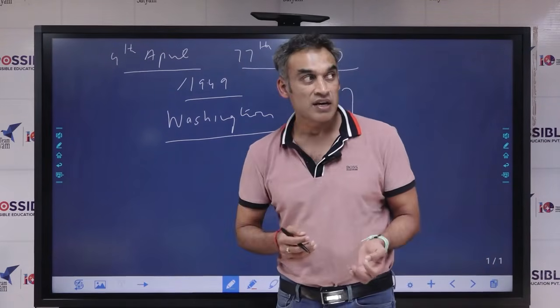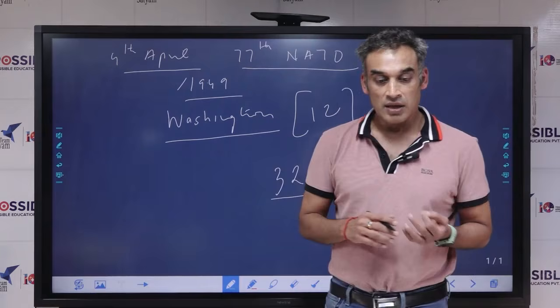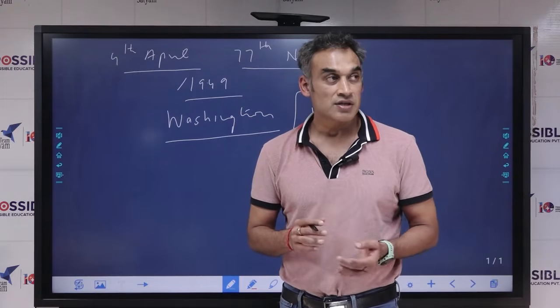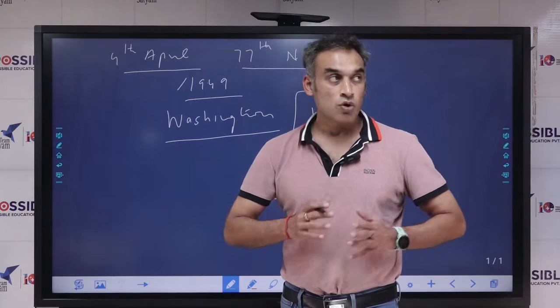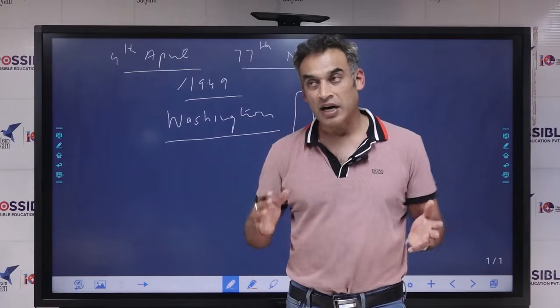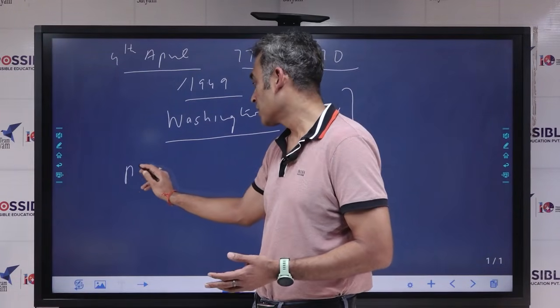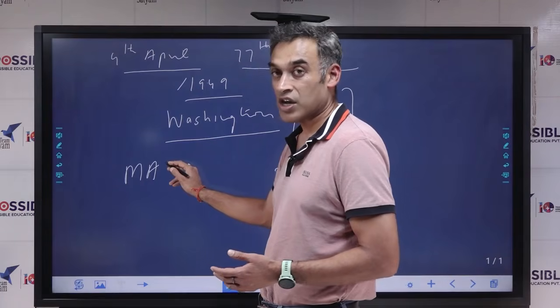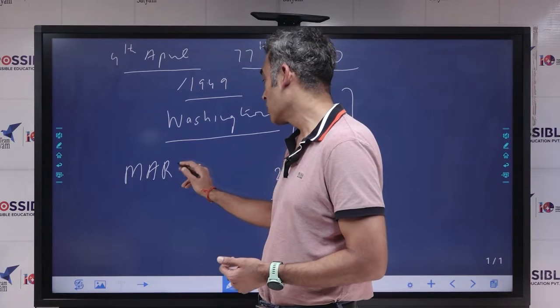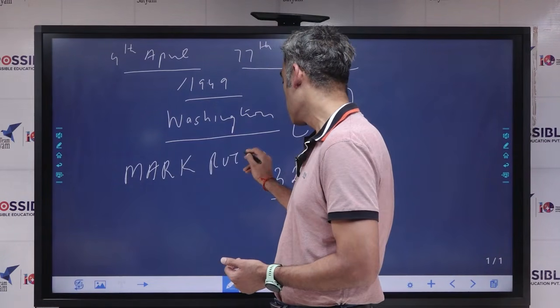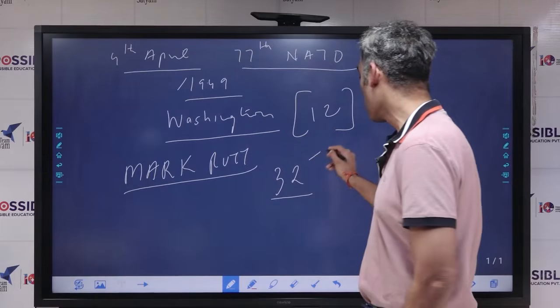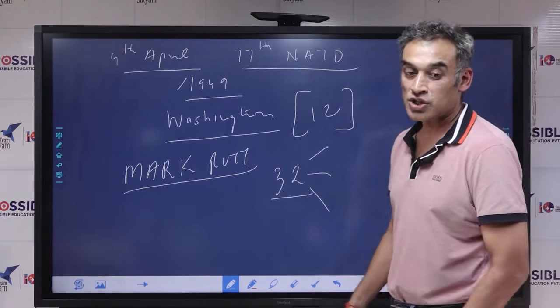And the most important thing that we need to learn about NATO is Article 5, which is collective security. The attack on one country is an attack on the entire NATO group, right? Mark Rutte is the Secretary General of NATO. Mark Rutte, right? And you should know the last 3 countries that joined NATO.